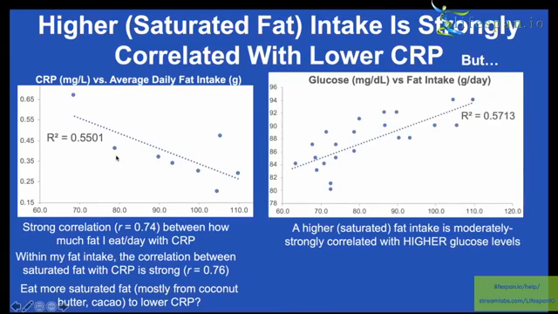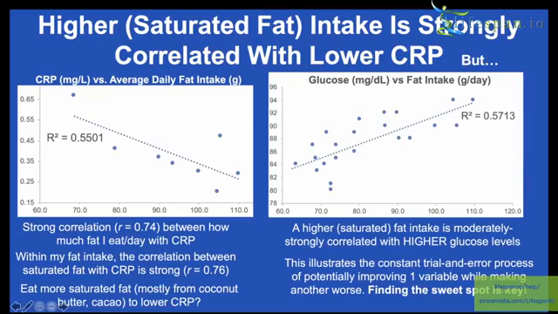Because if you remember a couple slides ago, higher fat intake and a higher saturated fat intake were associated with higher glucose levels, which would be going in the wrong direction. So these data illustrate that it's a constant trial and error process. Anyone who professes to say, off of one blood test, hey, this is what you should eat, I think that's spurious. It's a constant trial and error process.